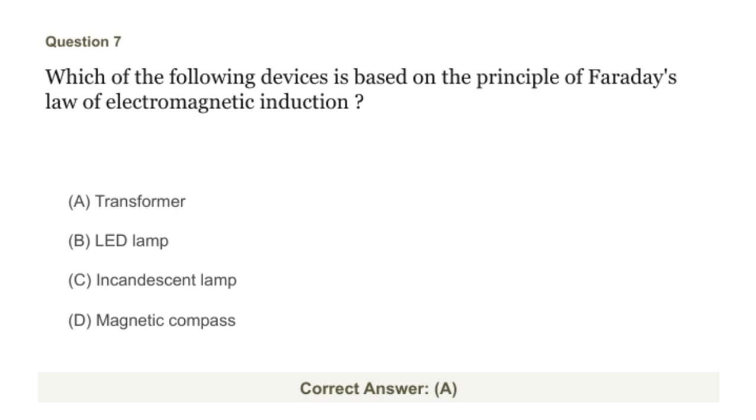The other options, like the LED lamp, incandescent lamp, or magnetic compass, don't operate on electromagnetic induction in the same way. An LED lamp converts electrical energy to light via semiconductors, and an incandescent lamp does so through heating a filament. A magnetic compass relies on Earth's magnetic field to point north. So, the correct answer here, based on the principle of Faraday's law, is option A, the transformer. This highlights how electromagnetic induction is fundamental in the way transformers transfer and modify electrical energy efficiently.